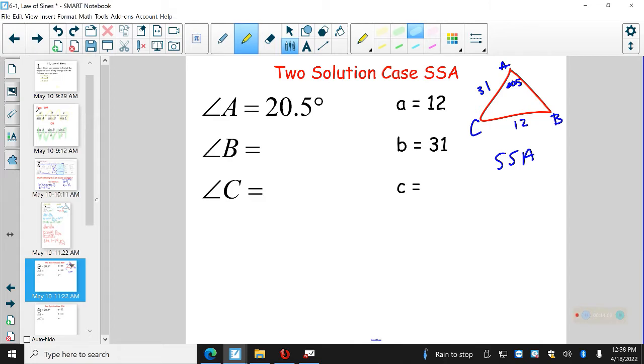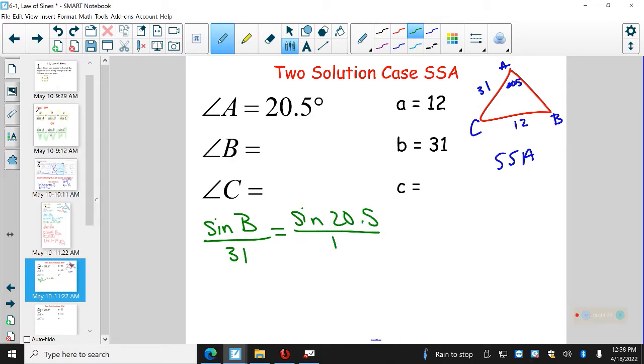So let's go back to our problem, and we are immediately going to find what first, do you think? Angle B. I would find angle B. So what did I tell you whenever we first did this problem? I said, put what you're looking for on top. So the sine of B, I don't know, and that's going to be over little b, which is 31, is equal to sine of 20.5 over 12. And how am I going to find the sine of B?